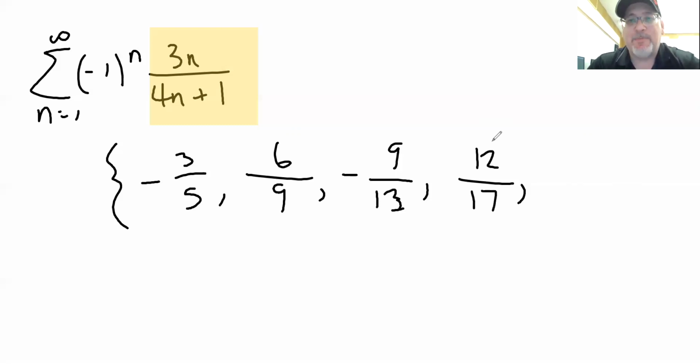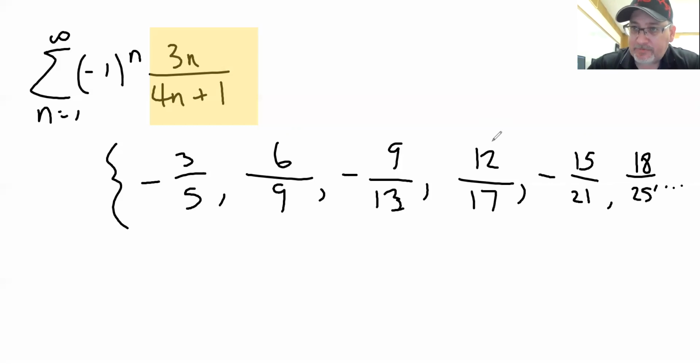And anybody can look at this pattern now and pick up on it. Signs are alternating. Numerators are going up by 3. Denominators are going up by 4. Not a coincidence because the slopes of the numerator and denominator are 3 and 4 respectively. Think about it. And what would the next one be? Going up by 3, going up by 4. Like that.